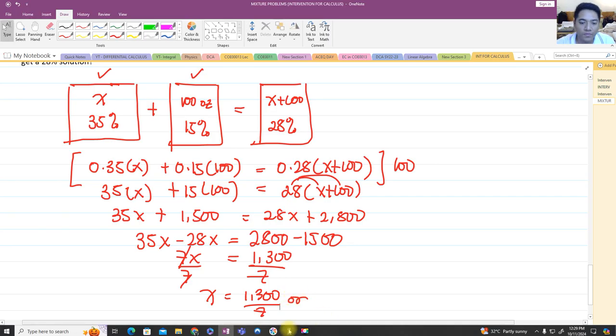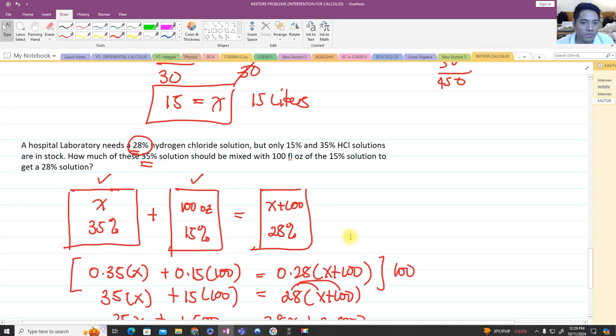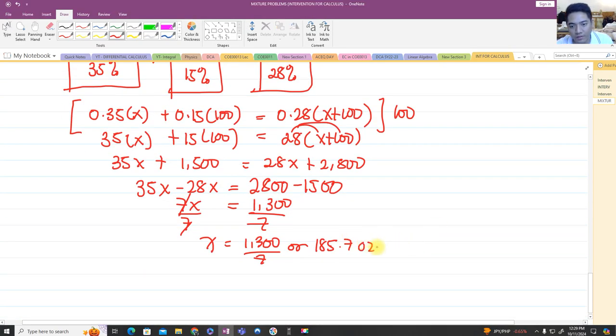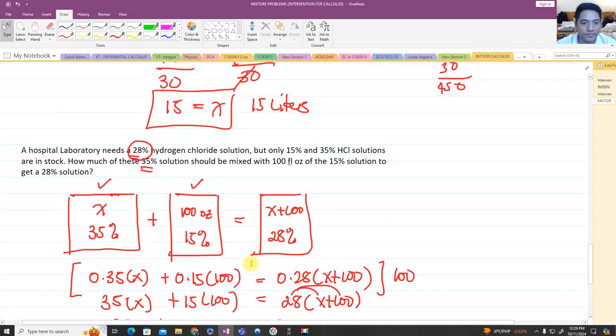Or in terms of decimal, that is 185.7. Okay. That is in terms of ounces. So that will be the amount that should be added to produce 28%.